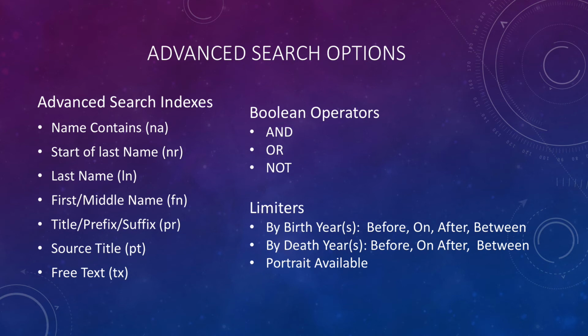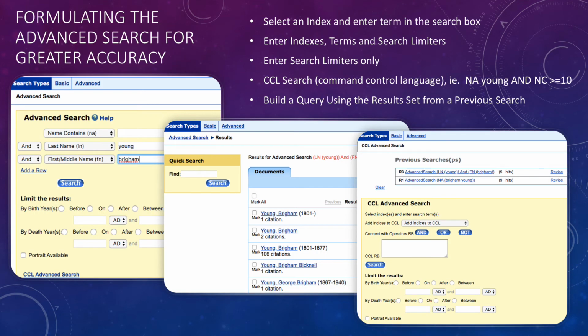Now that we know about our options, let's move to the Advanced Search page. As I said earlier, one of the advantages of using the Advanced Search option is greater accuracy in the result set. So let's do the same search as before, but using specific indexes for our search. We'll use the last name index for the name Young and the first middle name index for the name Brigham. The result set is smaller, but the names are only in the fields specified. Young only appears as a last name, and Brigham appears only as a first name. This is a much better result set than we got from the basic search.